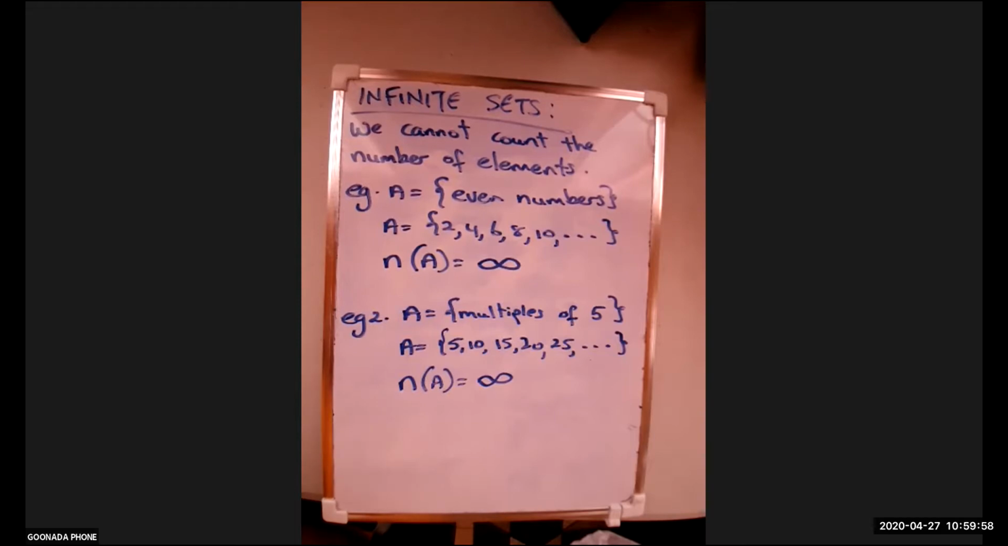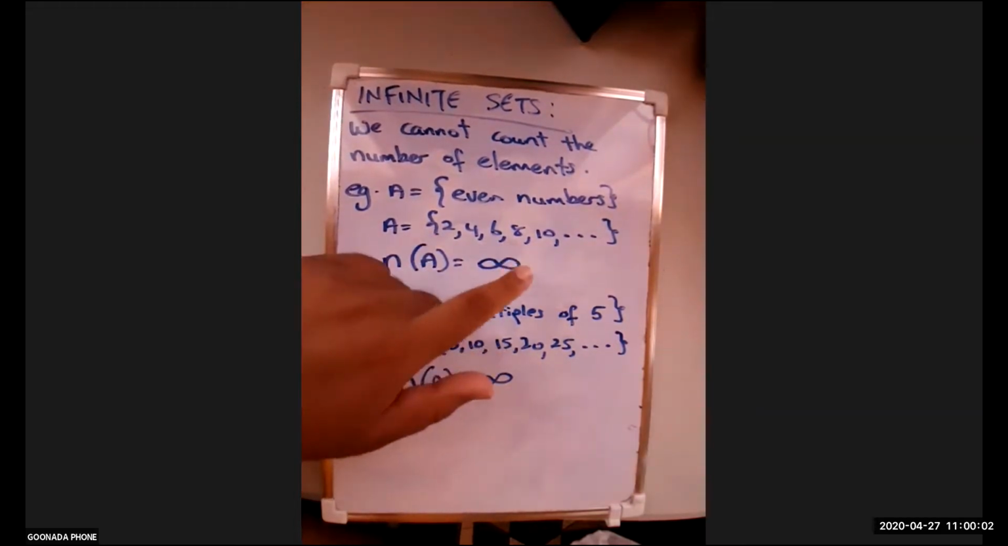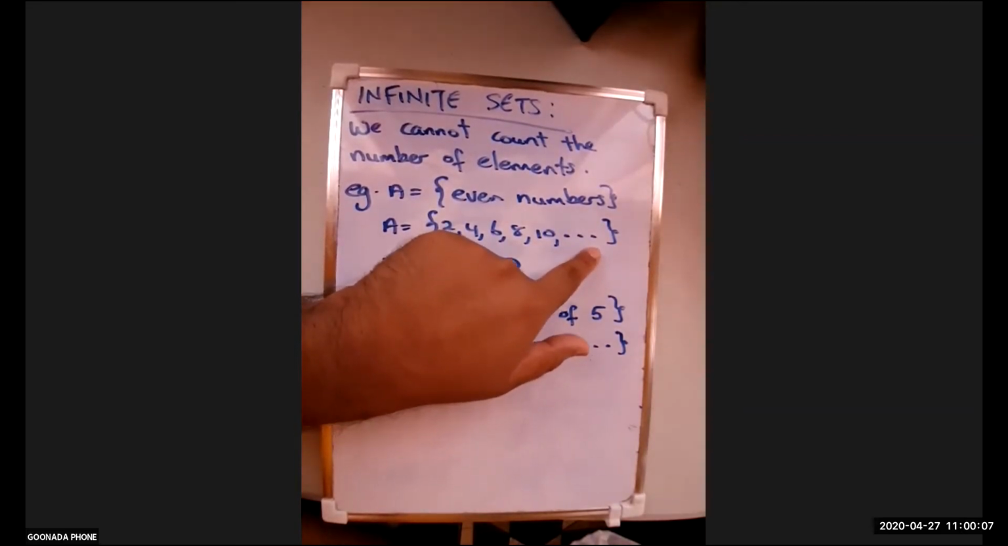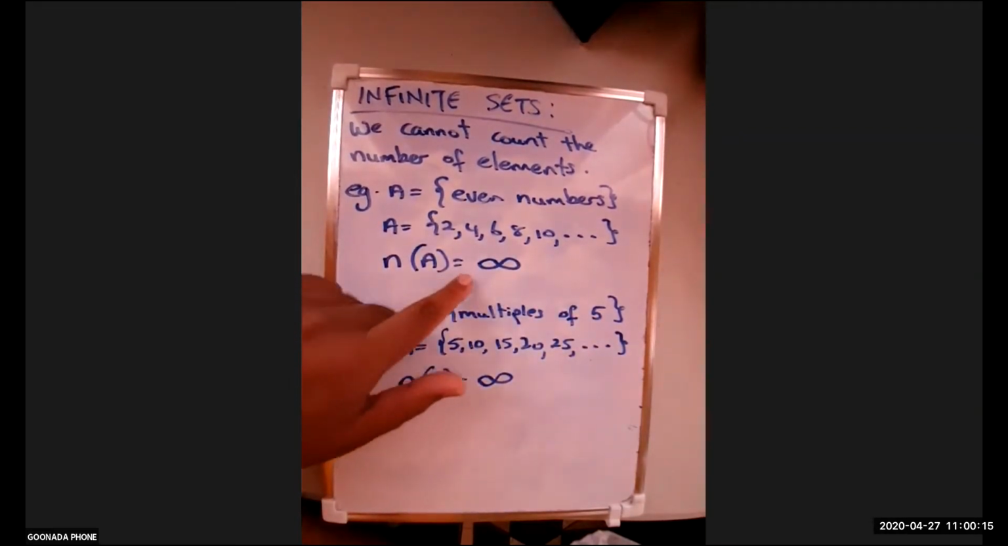Okay? So here we write our elements 2, 4, 6, 8, 10, and after a couple elements, you put a comma and you put 3 dots. Now this goes until infinity, so here there is no end number. So that's why we have the 3 dots at the end and we close the brackets. Okay? So the number of elements in A is equal to infinity. This is the infinity symbol, right?